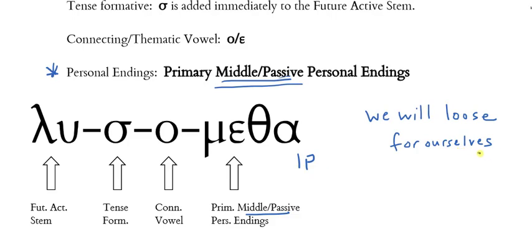Why am I not translating this as we will be loosed? What is this tense called? This tense is called the future middle indicative. We're not calling this the future middle passive indicative. Why? Because the future passive is formed in a different way than the future middle. There is a different way to form the future passive. So in the present, the middle and passive are identical. In the future, the middle is different in form from the future passive. Okay? So we'll get to that in some later chapters.